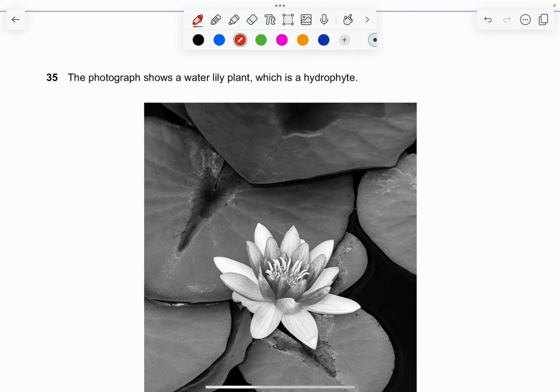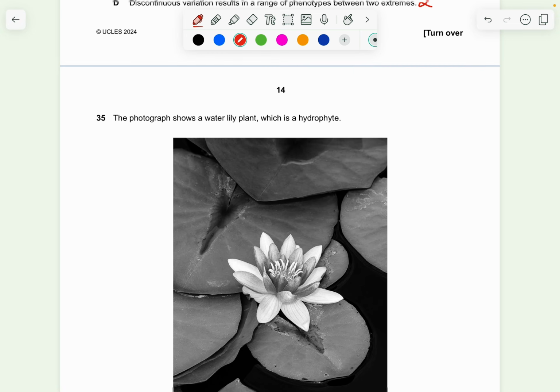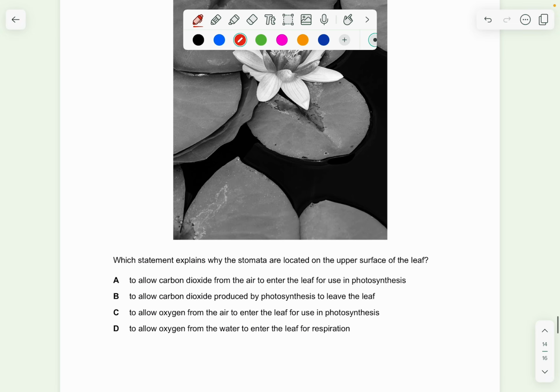Question 35. The photograph shows a water lily plant, which is a hydrophyte. Okay, so which statement explains why the stomata are located on the upper surface of the leaf? To allow carbon dioxide from the air to enter the leaf for use in photosynthesis. So this sounds correct, but let's see the other options. To allow carbon dioxide produced by photosynthesis to leave the leaf. So carbon dioxide is not produced from photosynthesis. It enters the cell to undergo photosynthesis. This is a substrate, or reactant.